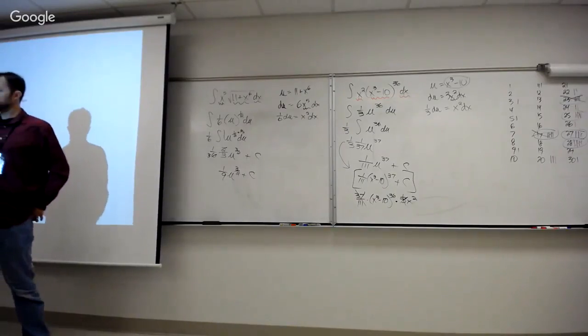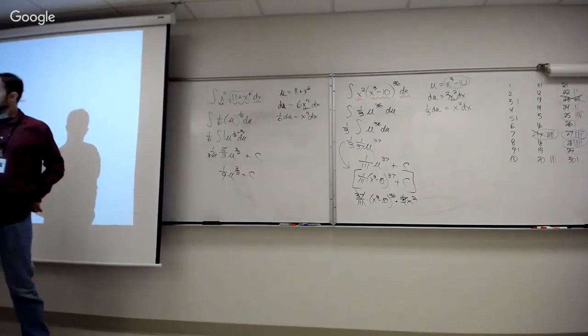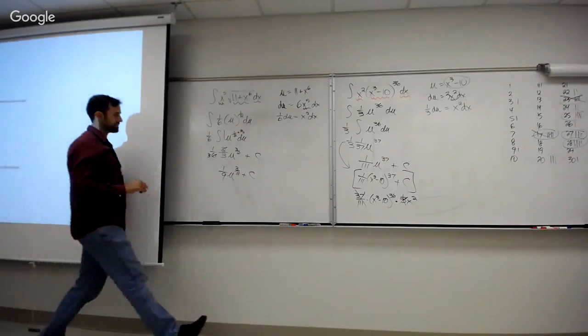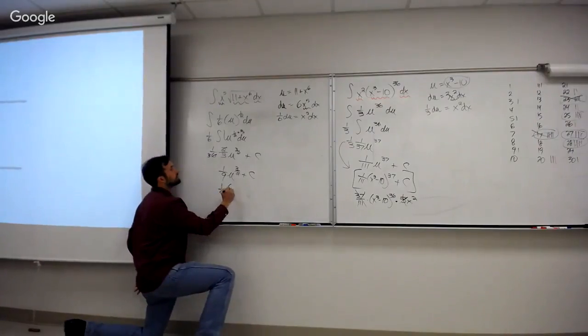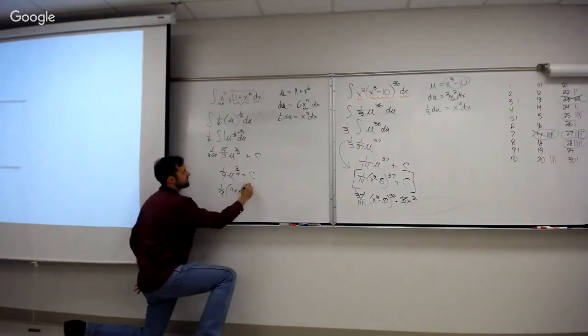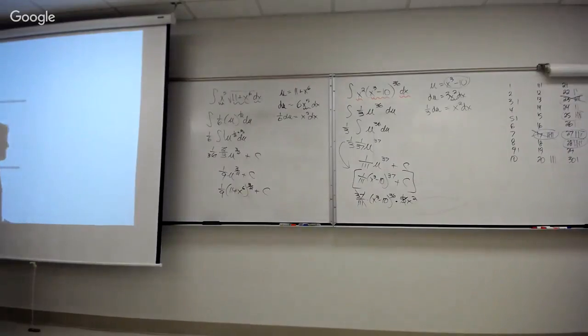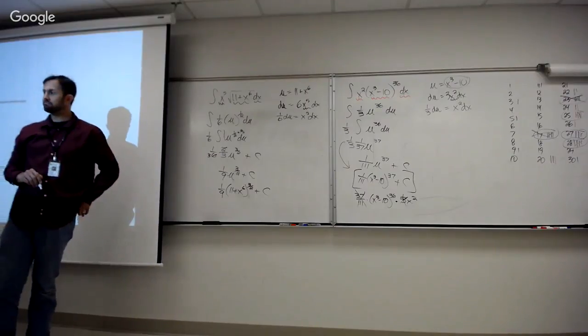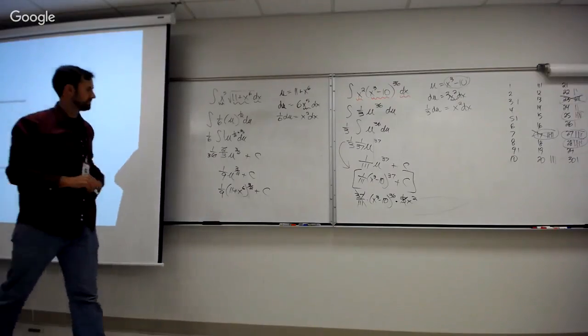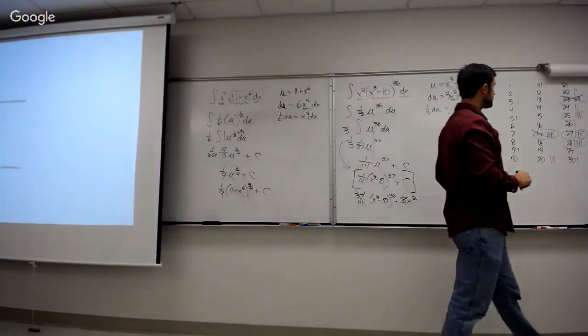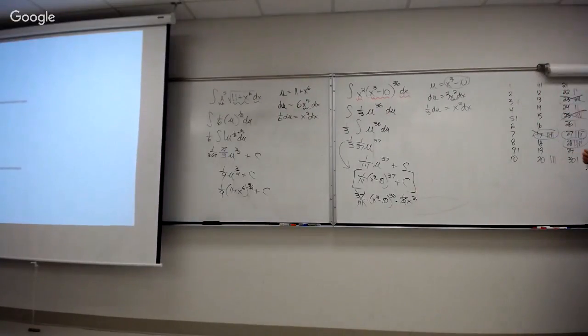Did you all get that answer? Okay. And the last thing we do is plug back in for u. So 1/9 times 11 plus x to the 6th, to the 3/2, plus c. Is that it? And that's it. Other thoughts about number 25?